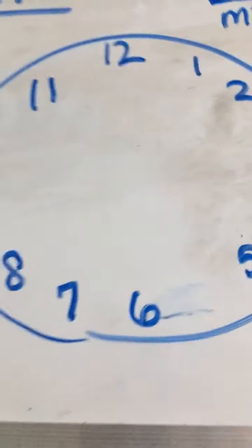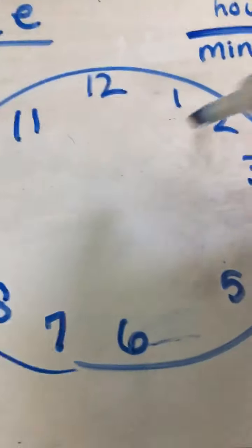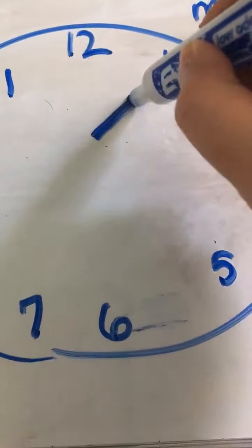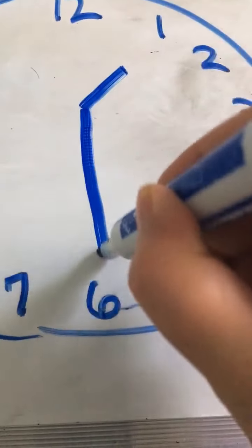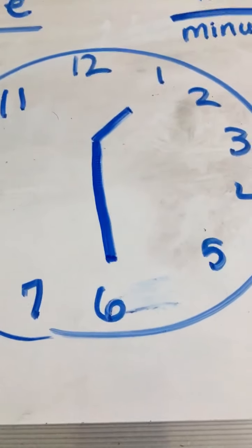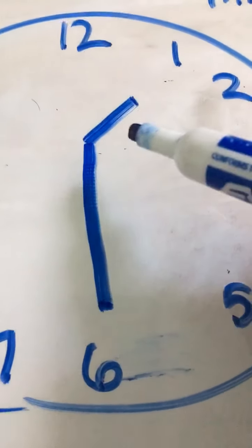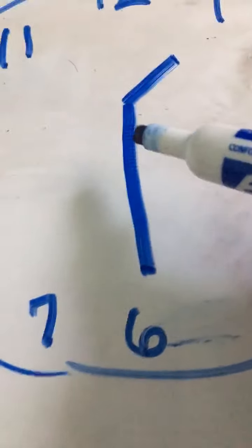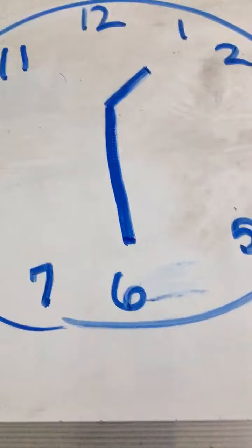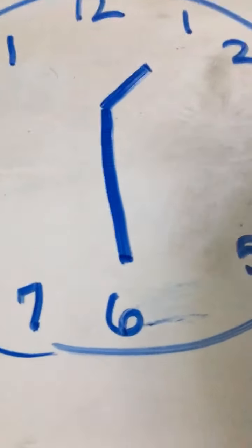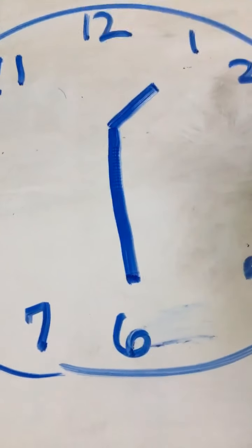And here I have my clock. So let's say I wanted to figure out what this time is on the clock. So I have my hour hand pointing to the 1 and my minutes hand pointing to the 6. So my hour is 1 o'clock.